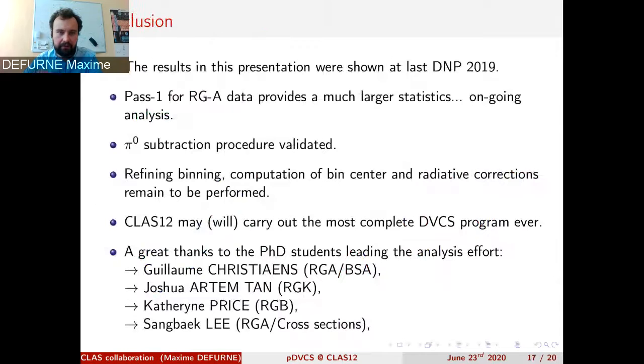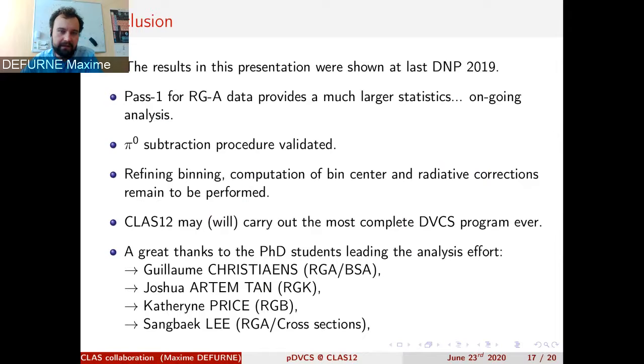And I arrive at my conclusion. As I told you, the results in this presentation were shown at the last DNP, but for PAC, we performed pass 1 reconstruction for RGA data, and we have made much progress on the analysis. And stay tuned, because we really plan for the next DNP meeting to show updated results on a much larger statistic. It will be at least an order of magnitude larger than what I have shown you today.